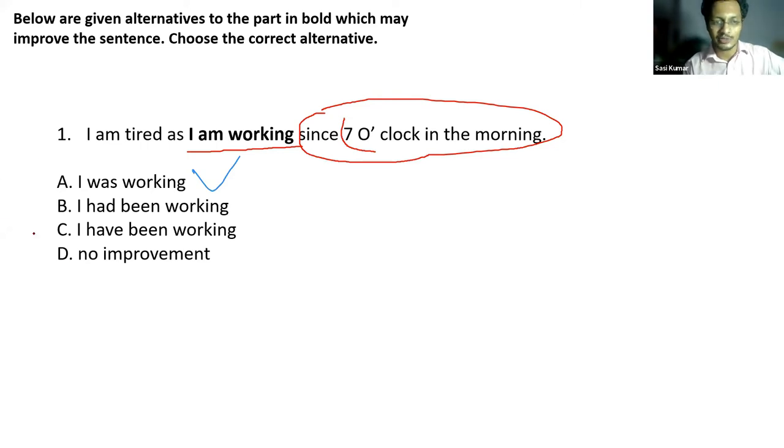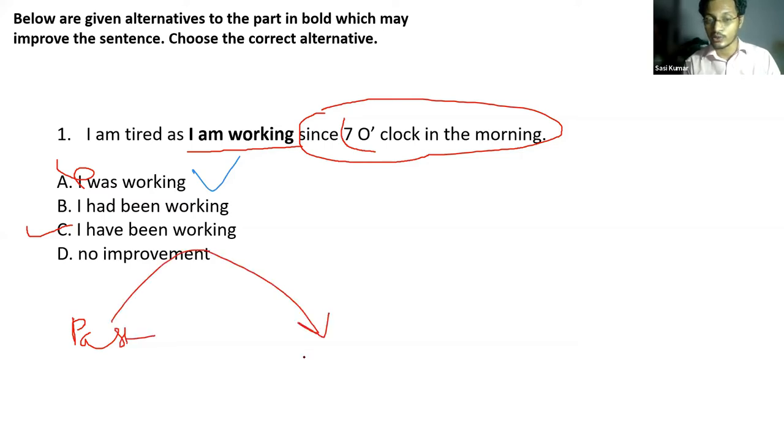Now, the answer has to be, I have been working. This is past, but we are not talking about past. We are talking about an activity that started in the past, okay? And it is still going on at present. That is called present perfect continuous, right? I repeat, we are talking about an action that started in the past and is still going on in present. It's called present perfect continuous.